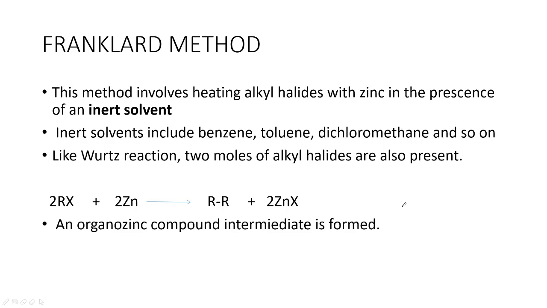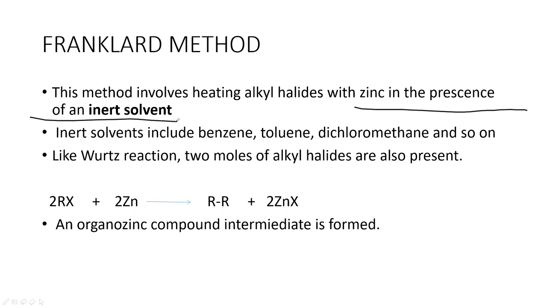Now, this method involves reacting alkyl halides with zinc in the presence of an inert solvent. Like I said, alkyl halide is like a constant in all of this reaction. All we need to note is that the varying factor is now the reagents that we're going to be reacting alkyl halides with. Now, inert solvents could include benzene, toluene, dichloromethane, and so on.